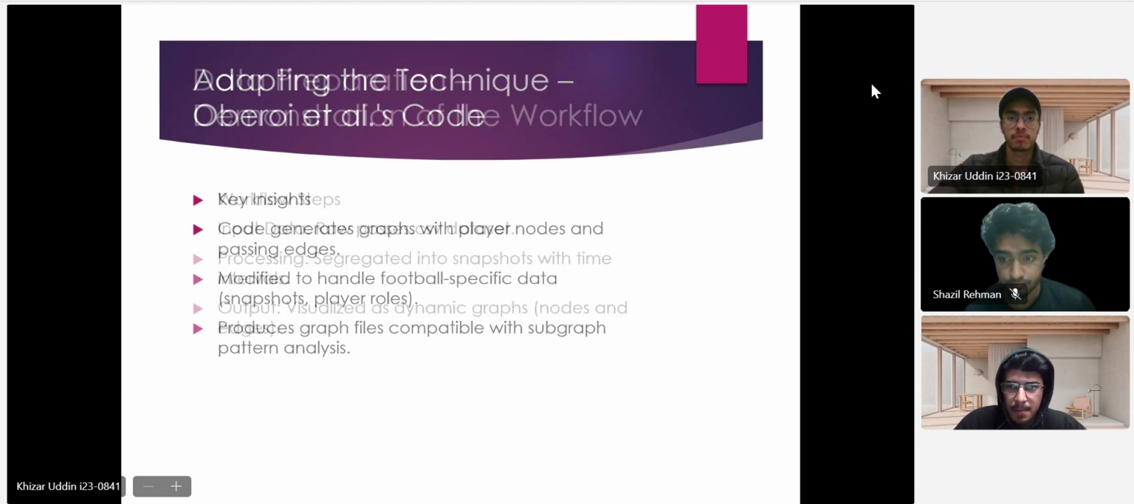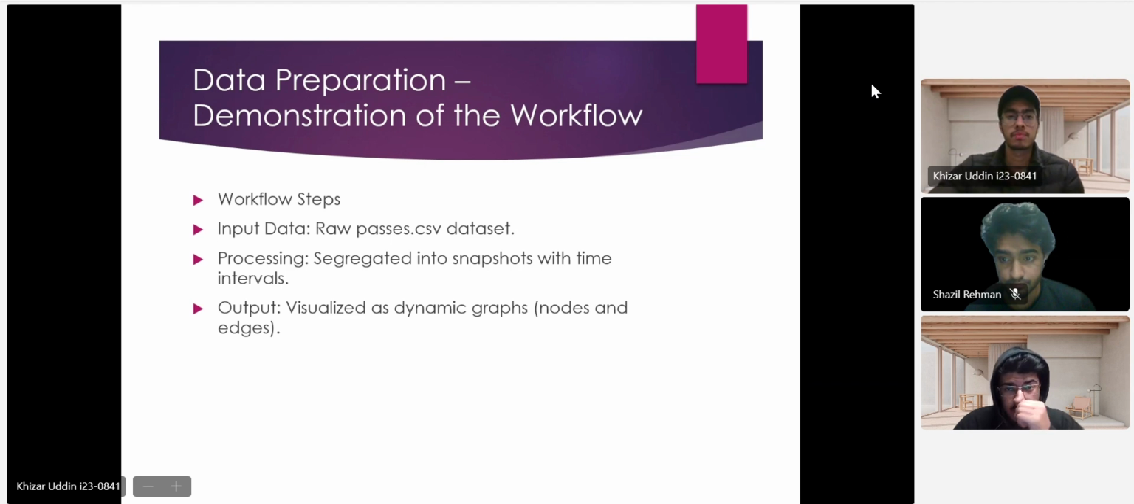Next slide, please. And coming towards the data preparation, demonstrating the entire workflow. If I walk you through this, we started with the raw dataset in the passes CSV file, which is the file that we were given. Using our code, we divided the data into snapshots, each representing a specific time interval. And finally, we converted the snapshots into a dynamic graph where nodes are players and edges are passes, as I already mentioned. These graphs allowed us to visualize and analyze the evolving passing patterns. Next slide.